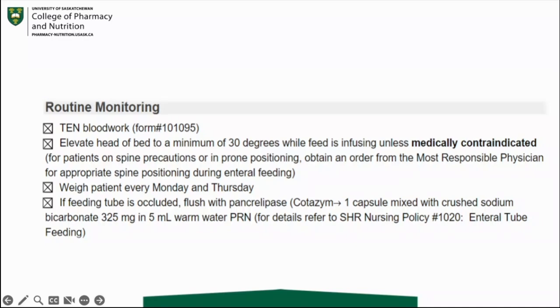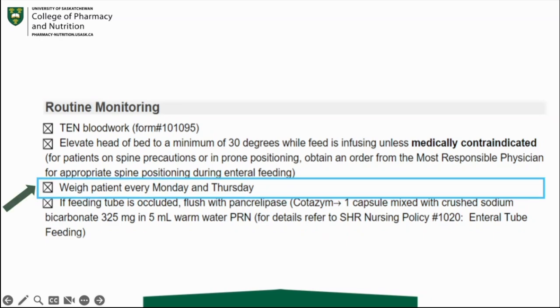Coming back to the standard EN order form used in the Saskatoon Health Region, as you can see in the highlighted box, there is a standing order for a patient to be weighed, typically by a nurse, but it can also be done safely by a physiotherapist, twice per week. Weight is an important indicator used in hospital to monitor the effectiveness of EN therapy over the long term, but note it is also a useful measure in identifying fluid shifts.